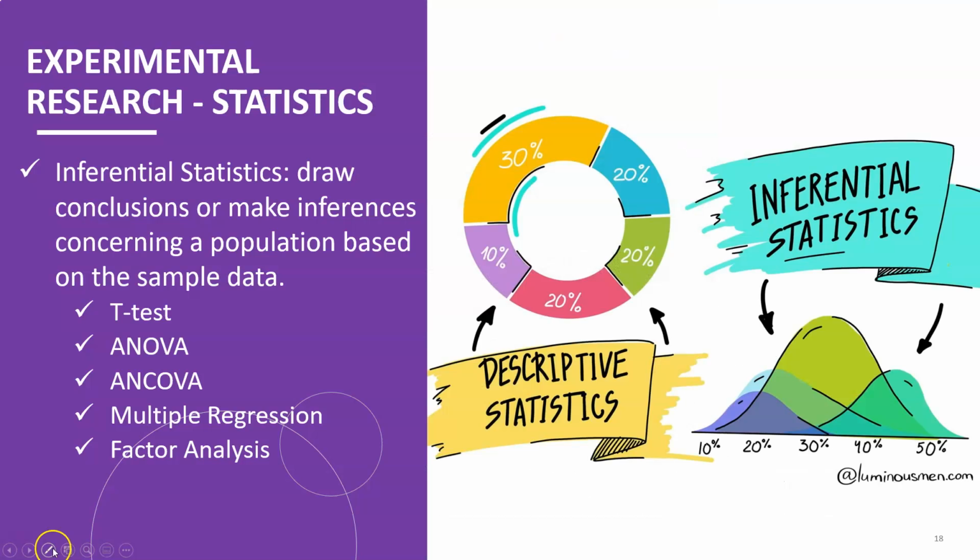Now, the statistics that we use are called inferential statistics, and I want to point out here very different than descriptive statistics because we are no longer just describing. What we are doing is making an inference or a conclusion, okay, about the data. And so the different types of statistics that we can use here are the t-test, ANOVA, ANCOVA, multiple regression, and factor analysis. Now the t-test is used to determine if there's a significant difference between just 2 groups.